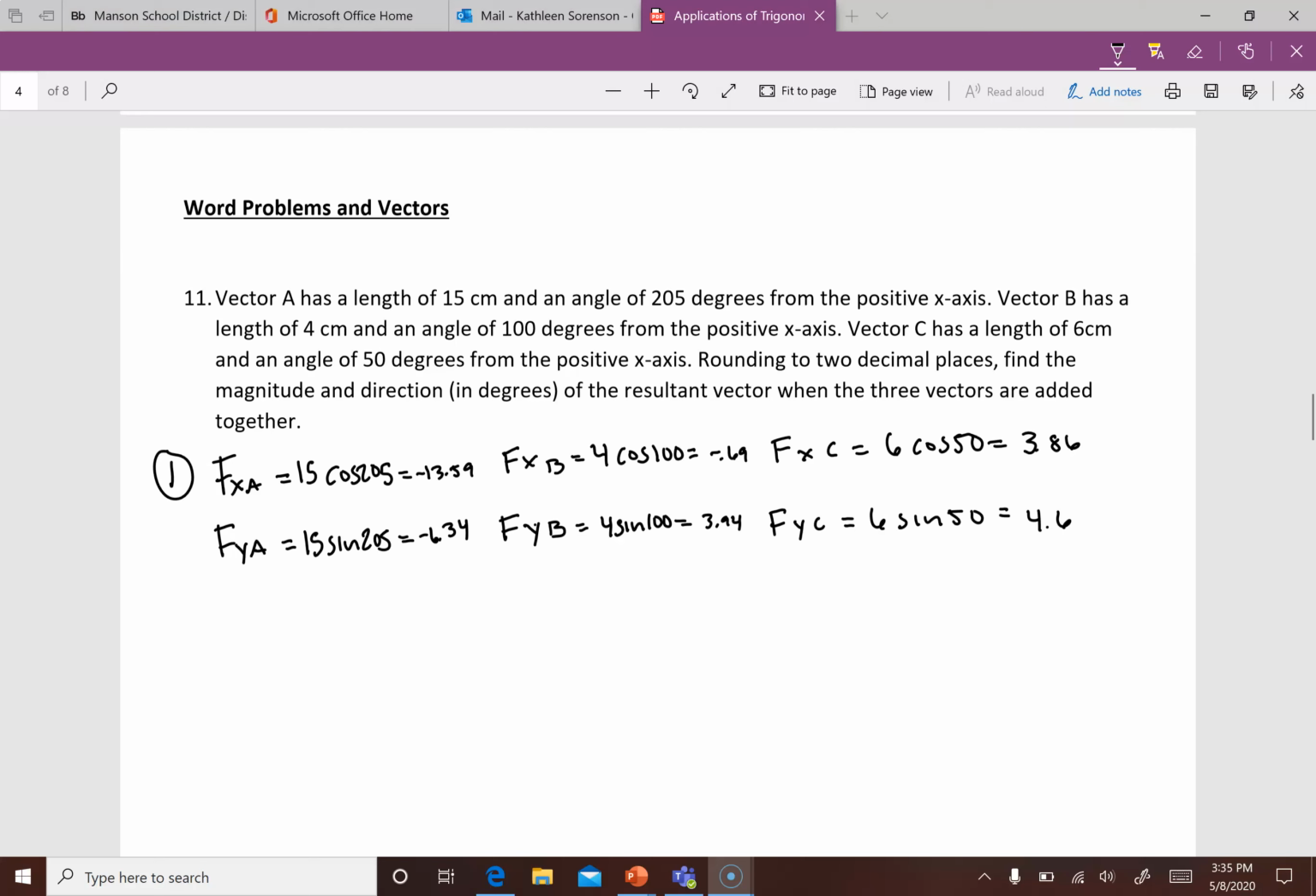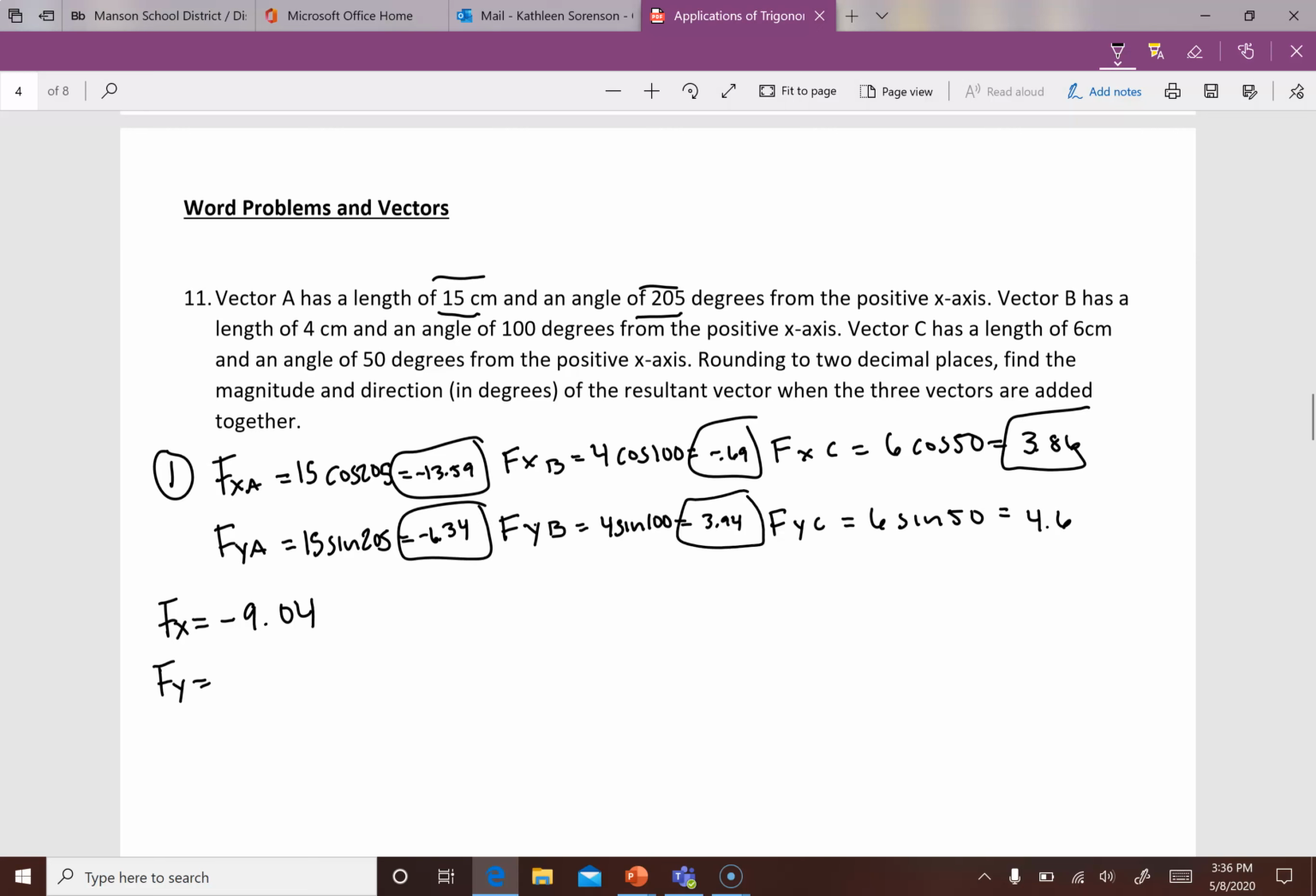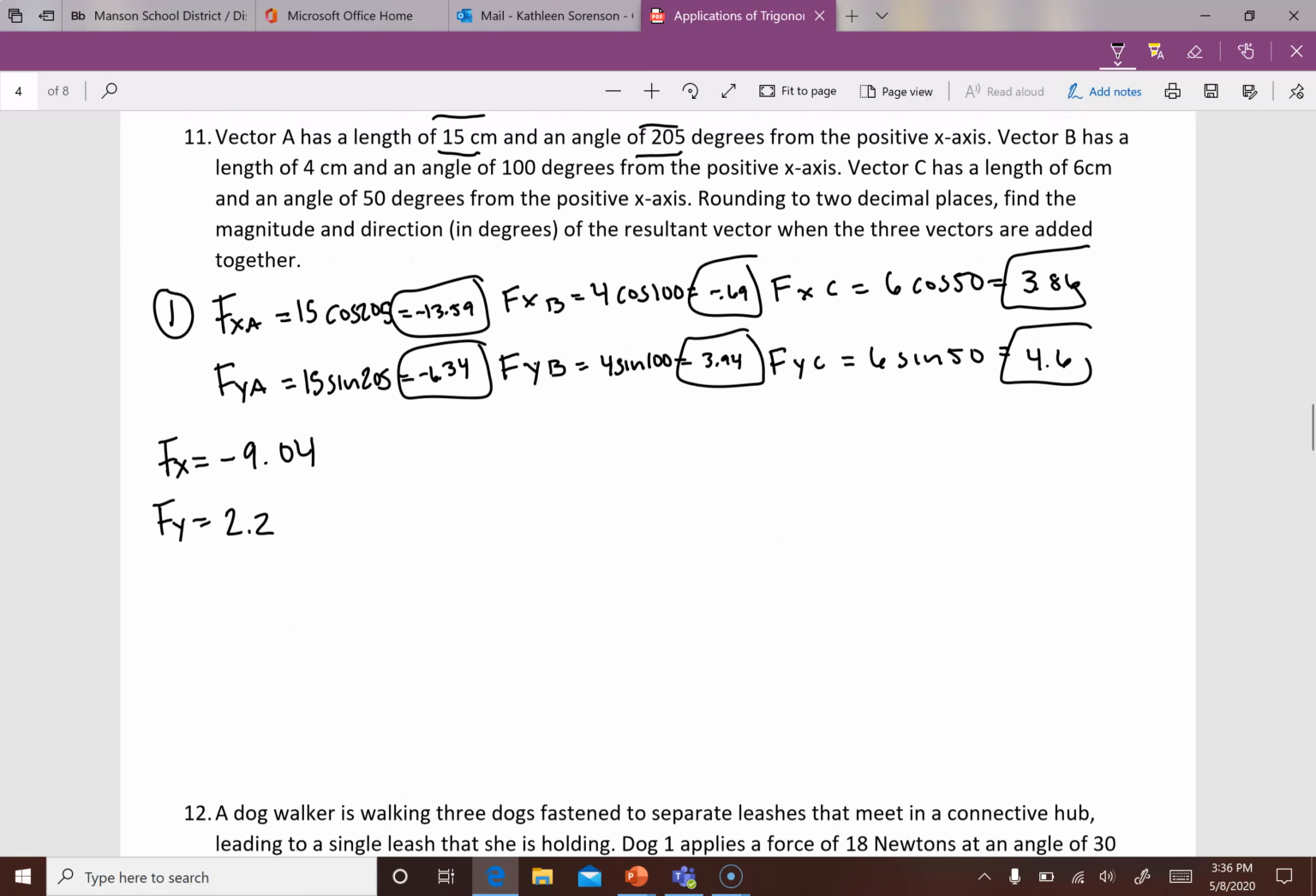Okay, so you can see here that I've really just taken the information, and that this would be 15 cosine 205 and then 15 sine 205, and then I went to each vector and did the same thing. So our next trick is really to add up all our x values, and I get a negative 9.04. So I was just adding up this value and this. And then adding up the y values, I am adding this one and this one, and I get a positive 2.2.